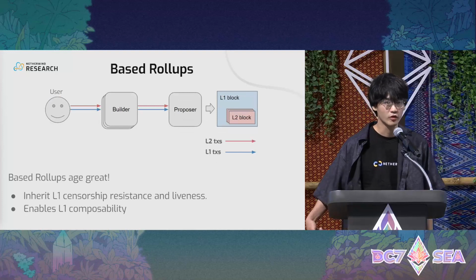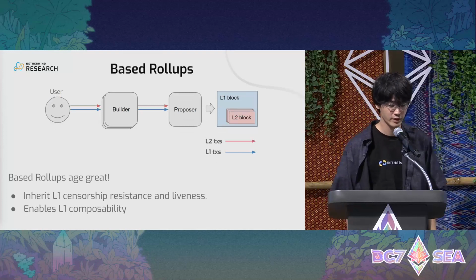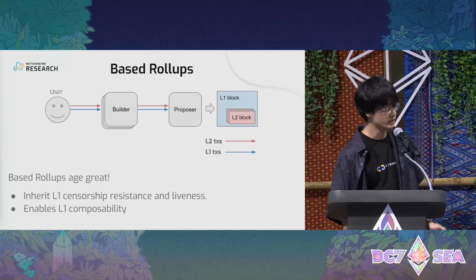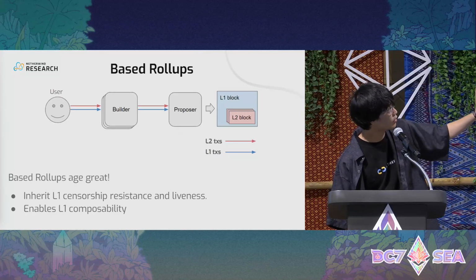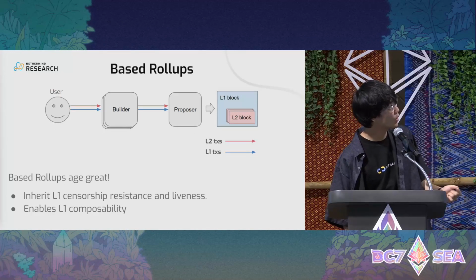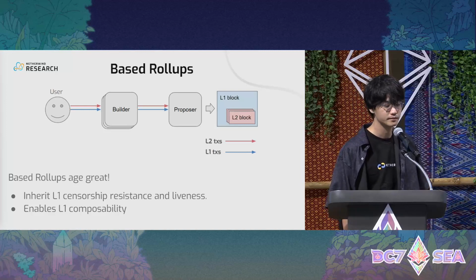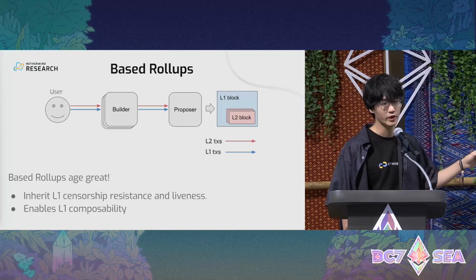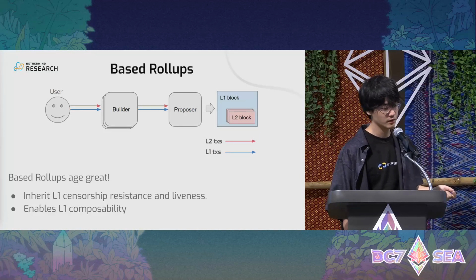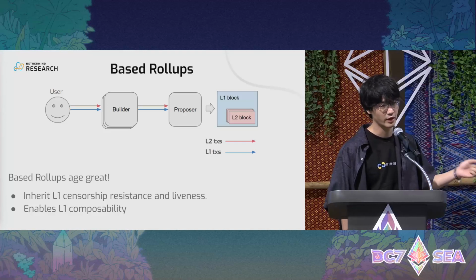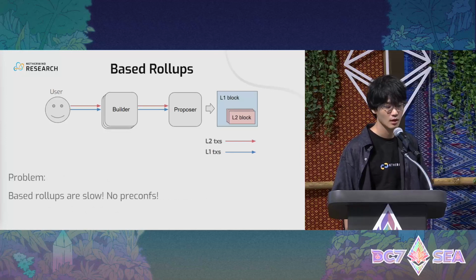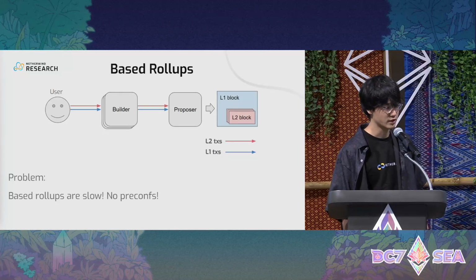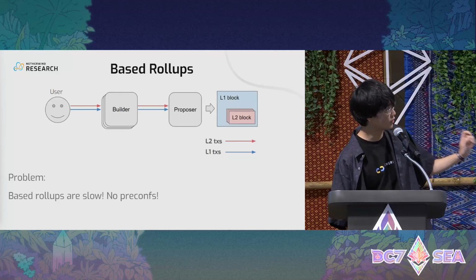And based rollups are great. They inherit the L1 censorship resistance and liveness, because there is no external entity, and we only have the L1 actors that we already have right now. It also enables L1 composability, because these L1 builders have full sequencing rights over the L1 and the L2. So they can act basically as a shared sequencer between the L1 and the L2, providing composability guarantees. But there's a problem, which is that based rollups are slow, because there are no preconfirmations here.